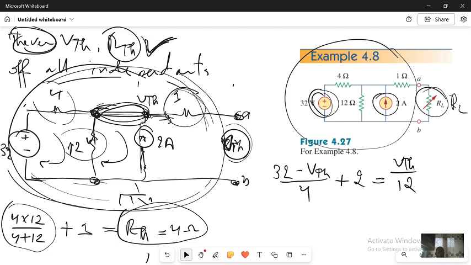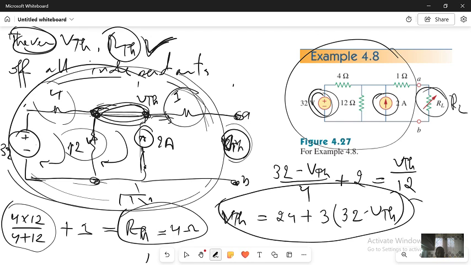Now I have to find VTh. If I multiply all of them by 12, I will have 12 VTh here. VTh equals, multiplying by 12 here, 24, plus multiplying by 12 here, 3 multiplied by 32 minus VTh. Now you will use this equation and determine the value of VTh.